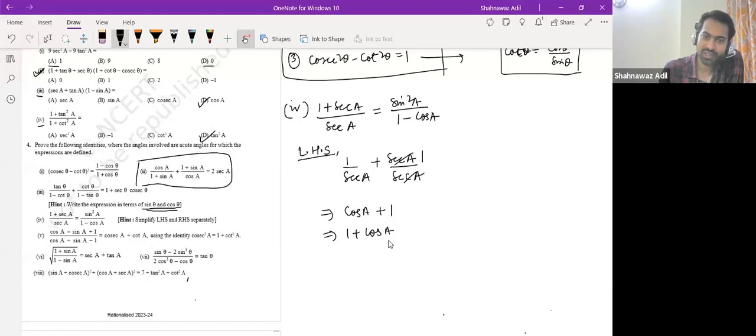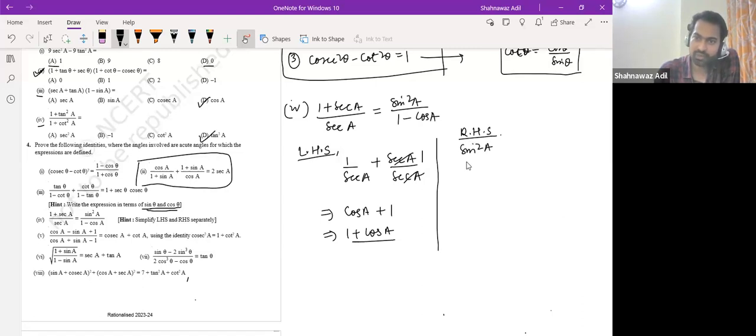So this is 1 plus cos, right? We cannot simplify this further, right? Yes, sir. Now let us write this RHS. So this is sine square A by 1 minus cos.